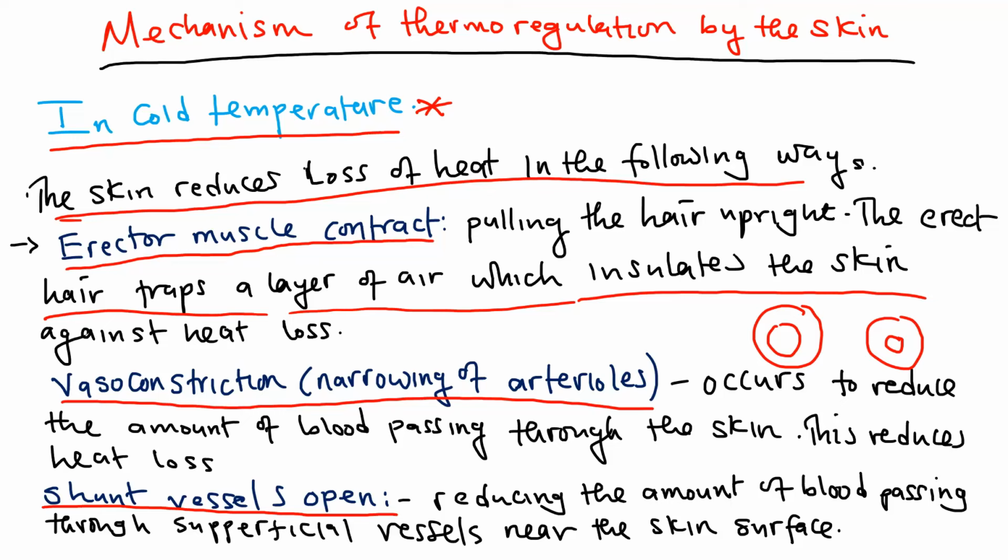So when the blood passes through the superficial vessel, it might lose heat. So it passes through the shunt vessels. The shunt vessels open, reducing the amount of blood passing through the superficial vessel near the skin. And this reduces heat loss, because the blood is not able to pass near the skin. When the blood passes near the skin, heat might be lost from the blood.